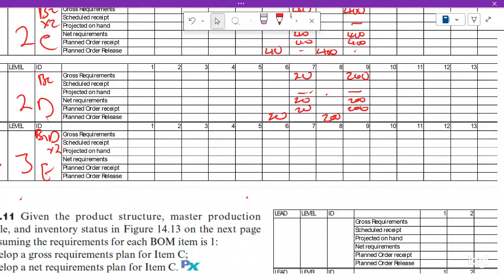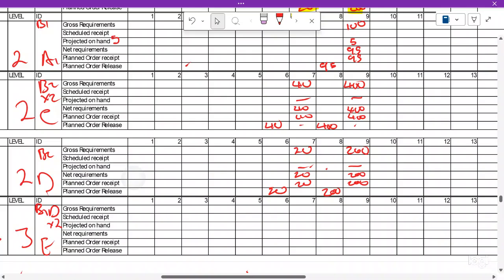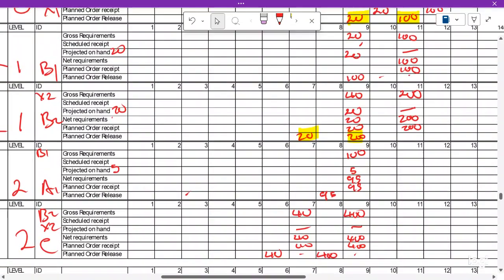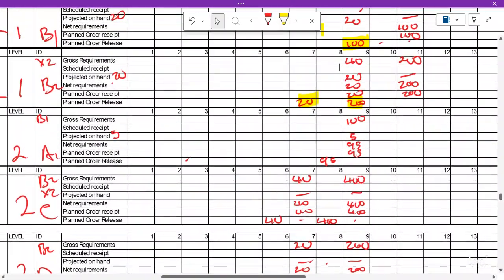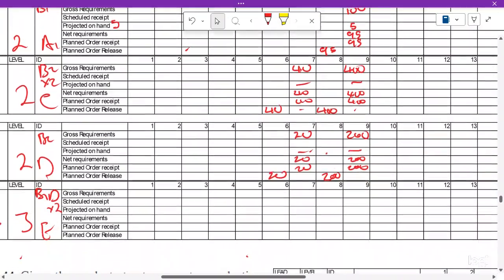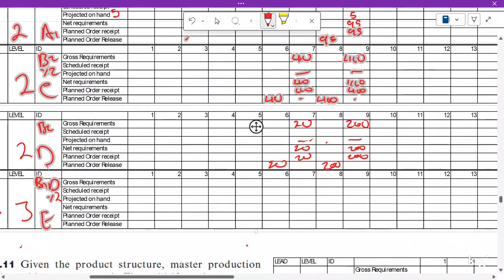So let's start addressing B1 first. B1 is this 100 again. It's this 100 out of B1. So we go down under 9. 9, ne? 100. Then we address these two here. This and that. They become times 2.